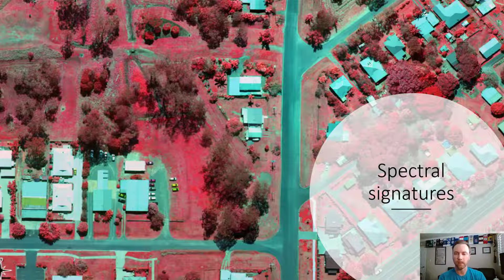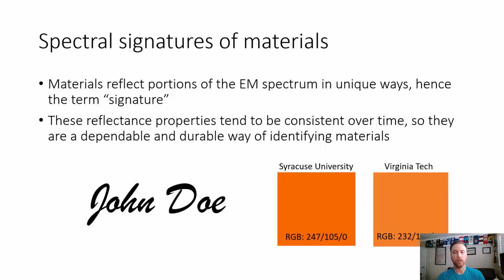Okay, spectral signature. So as I mentioned before, every object that is sensed by a remote sensing satellite has some sort of unique signature. It can be the surface of Earth, or it can be an actual individual object like a leaf or a piece of wood or what have you. Right? So everything has a unique spectral signature. So materials reflect portions of the electromagnetic spectrum in unique ways, hence the term signature. So it's just like when you write your name on a check, or you sign some sort of official document, right? It's your own signature.